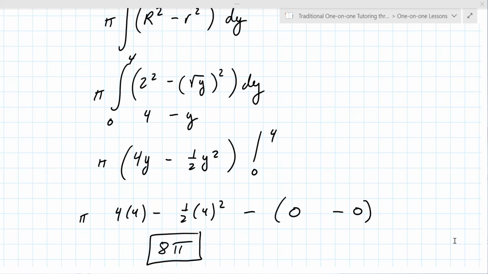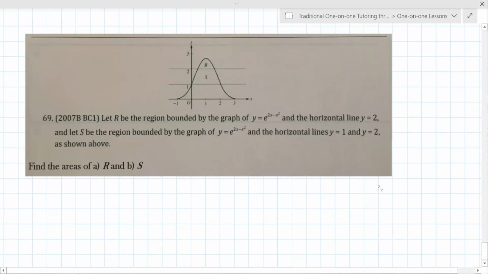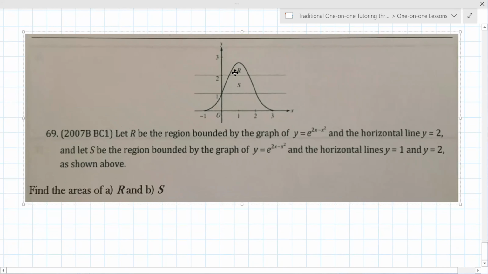All right, so next question. It says, let R be the region bounded by the graph of y equals e to the 2x minus x squared, so that's this kind of normal distribution looking thing, and the horizontal line y equals 2. So R is this region up here. S is the region below it, the region bounded by the graph but between the lines 1 and 2.